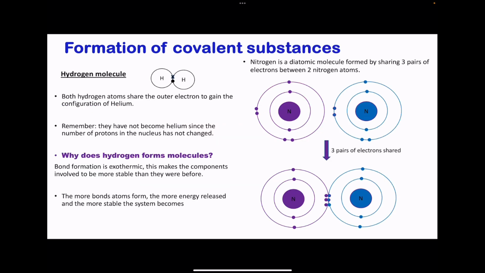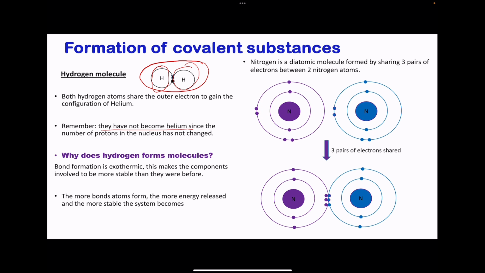Next, we look at examples of covalent bonds. For example, a hydrogen molecule: one hydrogen atom and another hydrogen atom. Each has one electron in the outer shell, so they will share the 2 electrons, creating a structure that looks like that. And here I put a reminder, remember this is not helium, it's just 2 hydrogens coming together. The number of protons in the nucleus has not changed, so they are still hydrogen atoms, but they are sharing electrons. We do not combine them to create a new superatom, which would be helium. That is not the case.